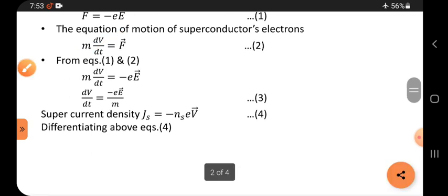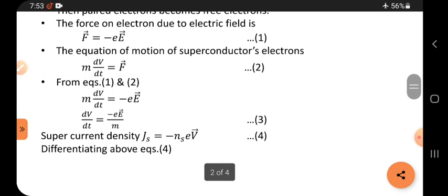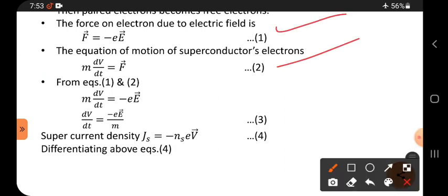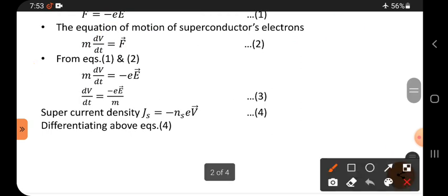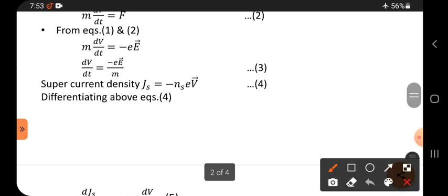Now if you observe equations 1 and 2, this is a force and this is also a force, so make these two equations equal. Write it, and bring m to that side. If you bring it to that side, it divides. Let it be equation 3.